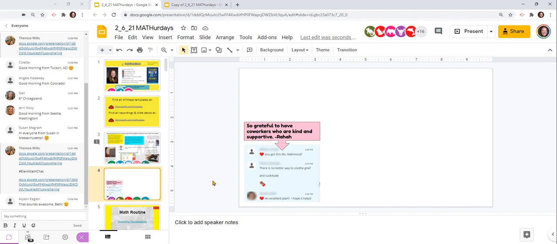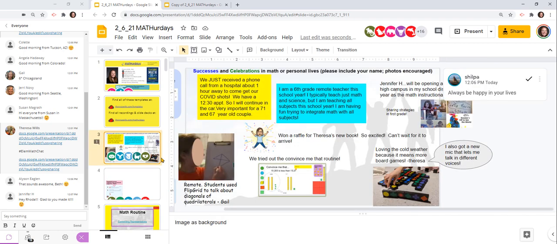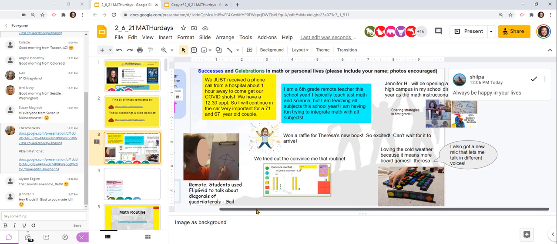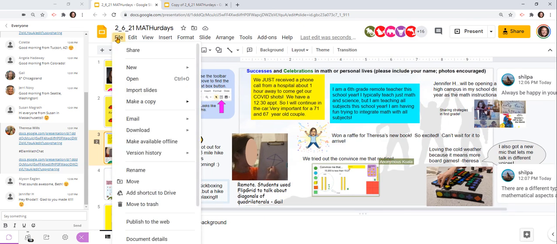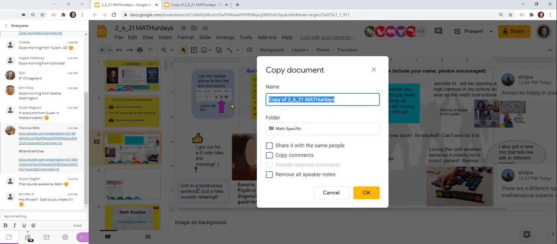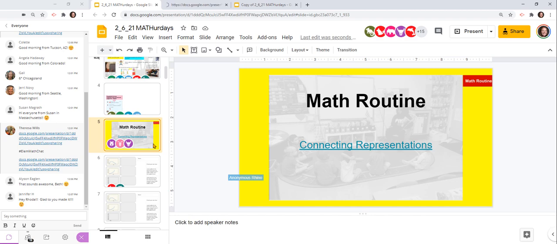Well, folks, this is how Mathurdays starts. We always start off with successes and celebrations. This helps break the ice with a group, and I always do it with my students as well. They get a moment to put their thinking on the slide, and every single person gets a voice, not just the people that are called on. So everyone's able to share there. And now we're going to move into the mathematics, and we're going to start with a routine.